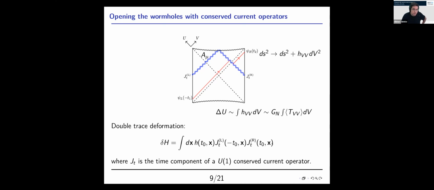So what you are basically saying is that introducing such a non-local interaction term can make the wormhole in the dual space open. That's true. That is your message. Yeah.